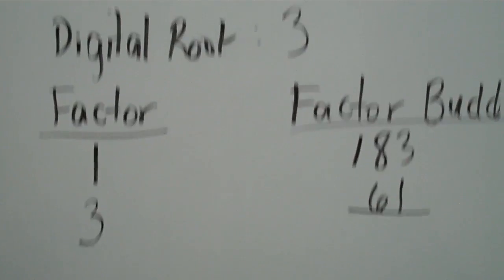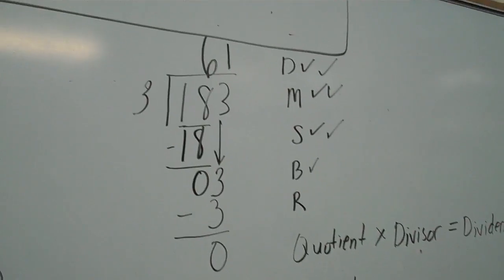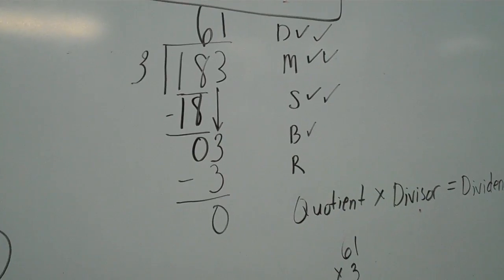So we use the divisibility rules to figure out our factors, and then we use long division to figure out our factor buddy.